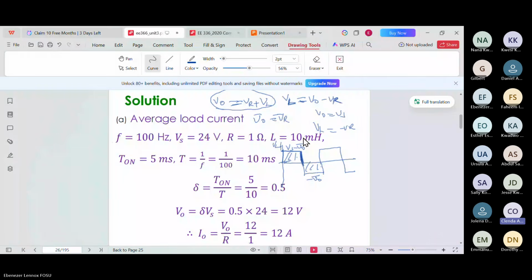The top one. All right. So for the top, we know that this time is T on and this is T off, right? So the area is going to be Vs minus V naught mod.